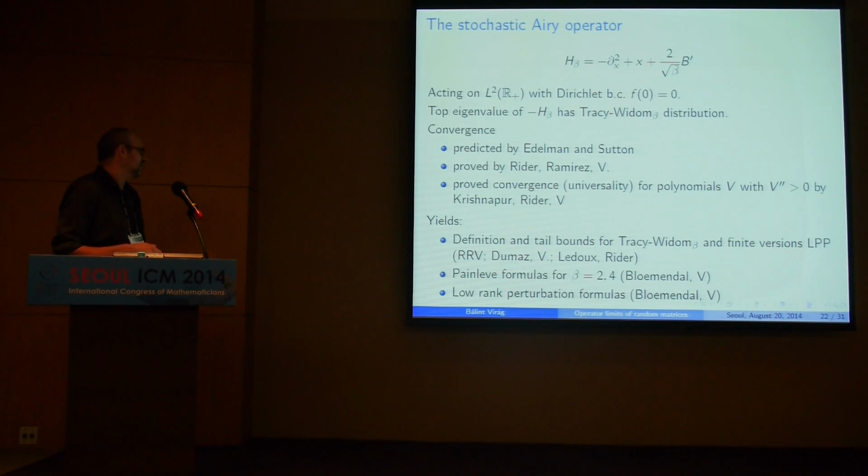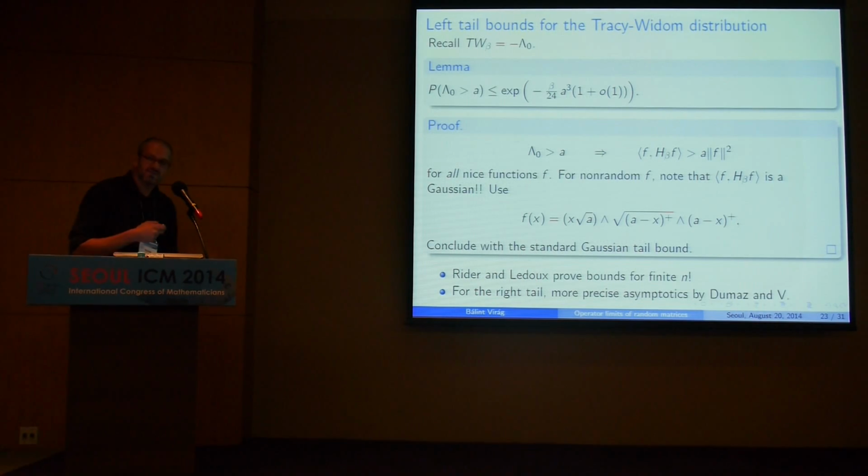You can also get Painlevé formulas quite directly from this. And you can also study low-rank perturbations. For example, stuff like you take the GOE with finite mean and questions like this. Okay, so I'm actually going to give you another proof here. So the proof is a tail bound. This is actually a precise asymptotic, so the other inequality is also true for the Tracy-Widom beta distribution.